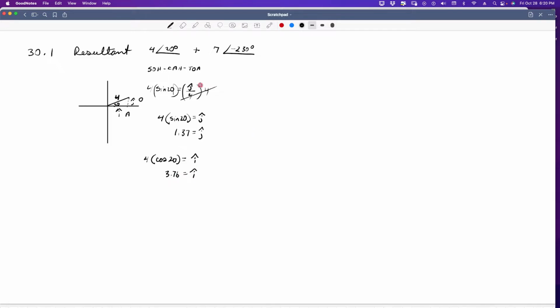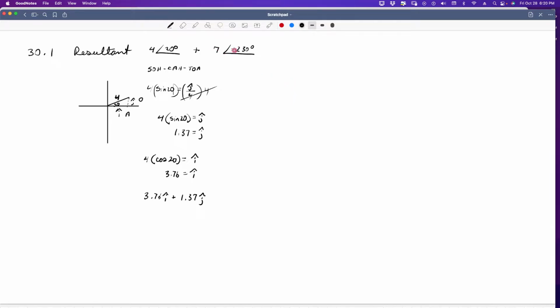That comes first. So our first rectangular coordinate is 3.76 I plus 1.37 J. Okay, so now we do the second one, and the second one is this one.